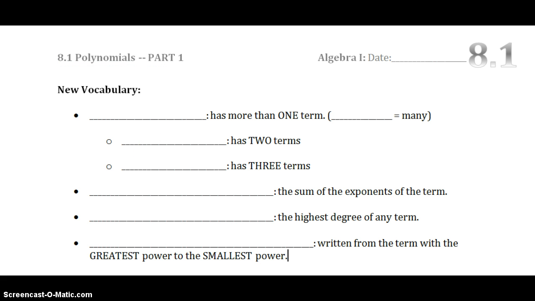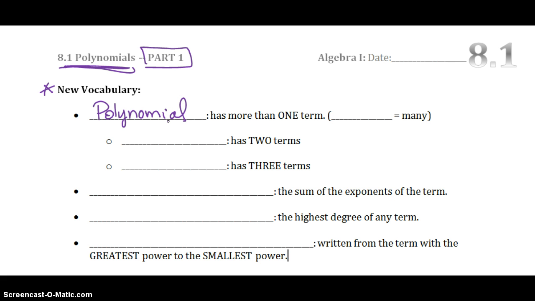Hello, Algebra 1 students. We're ready to start Chapter 8. You'll notice that Section 1 of Chapter 8 has two parts. I'm going to try to go quickly and get them both on one video. Part 1 is going to concentrate on our new vocabulary, where we're going to be talking about all things polynomials. So first, let's just start off defining what a polynomial is.